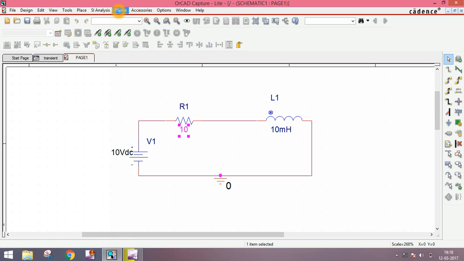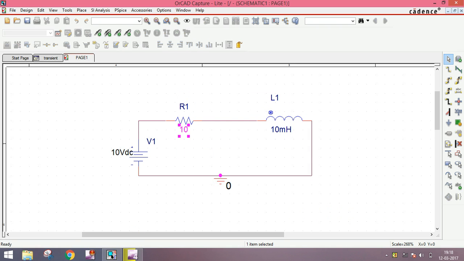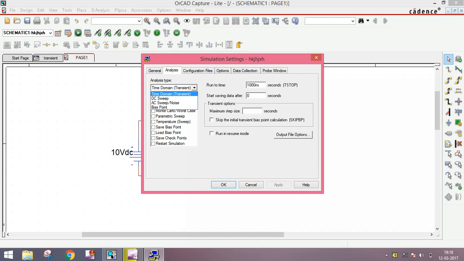Save here, and go to PSpice, new simulation profile, and type anything, you know all this. Then you can see a pop-up window, time domain transient is automatically set in analysis type, and this is the run time. Here you have to write 5 times the time constant, 5 tau, which is the last point of analysis in your graph. 5 times this, so 0.005, it is the calculated value.